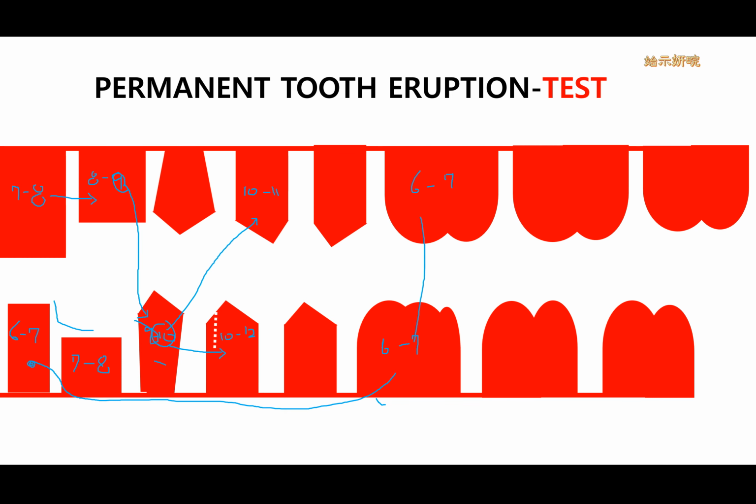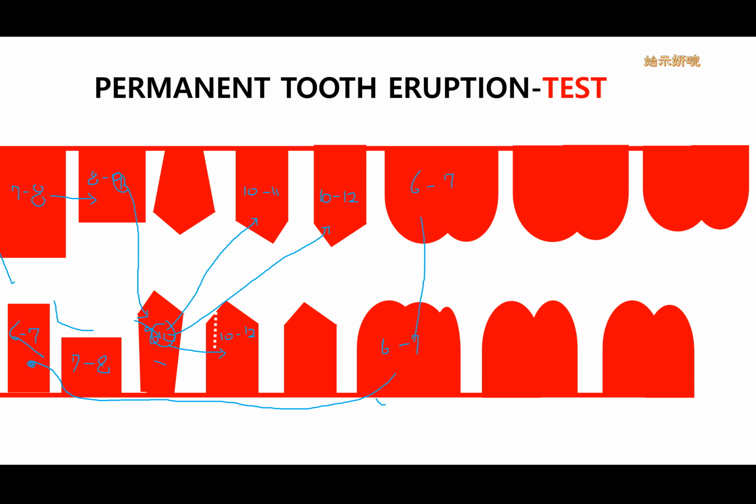And also to the maxillary second premolar. Okay, so maxillary second premolar and the mandibular first premolar, they erupt at 10 through 12, while maxillary first premolar erupts at 10 through 11. Okay, hope it is crystal clear.